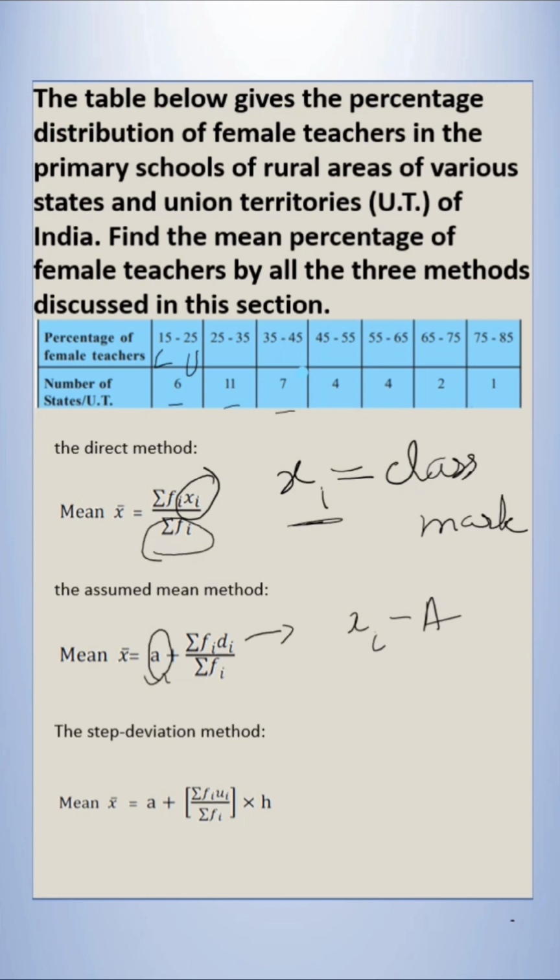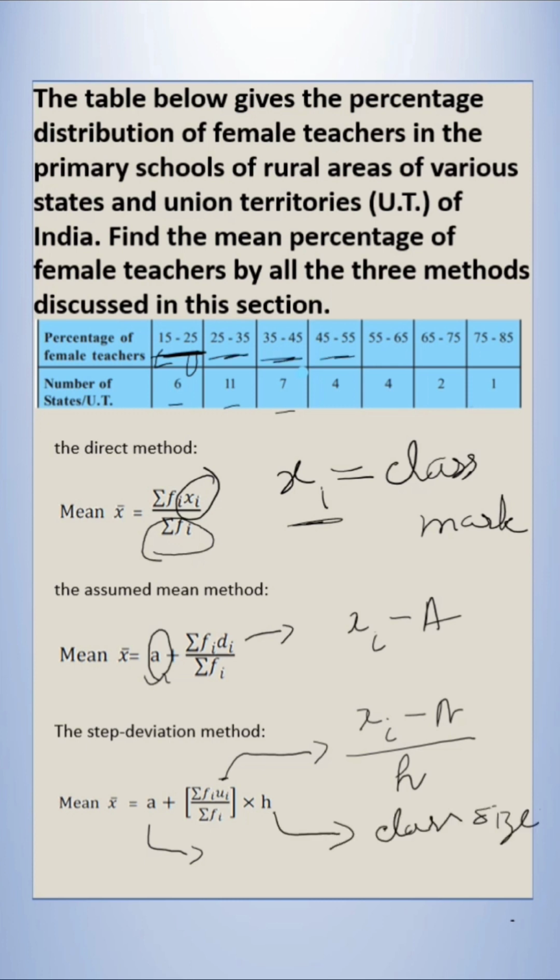The third one is step deviation method. Here A is assumed mean, Ui is xi minus A, assumed mean, by class size, that is h. Here you can observe that class size is 10 in each class interval. H is the class size. So we need to calculate xi, that is class mark, for each method. So now first let us calculate xi.